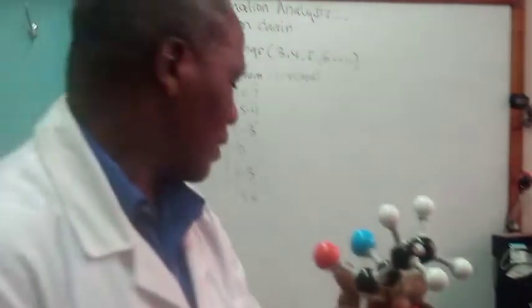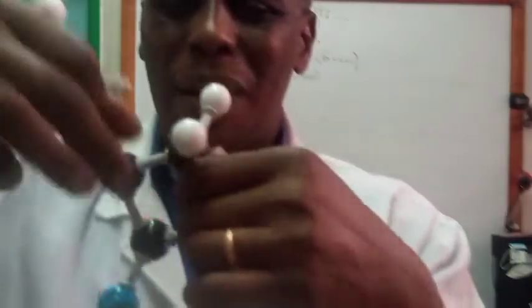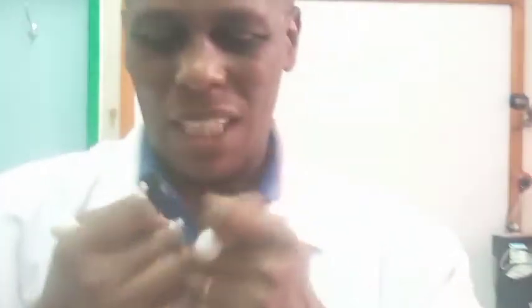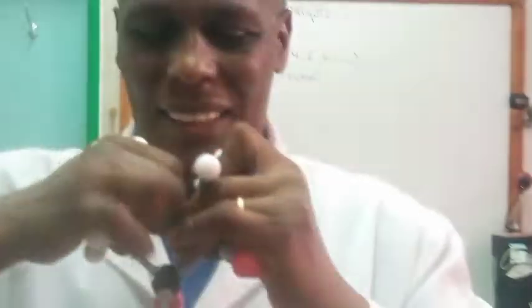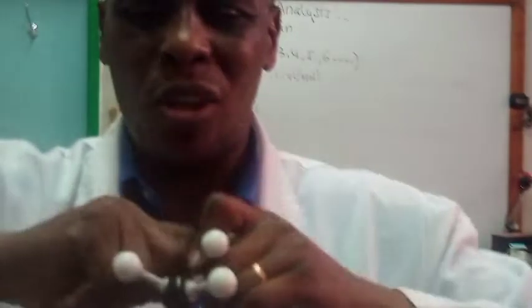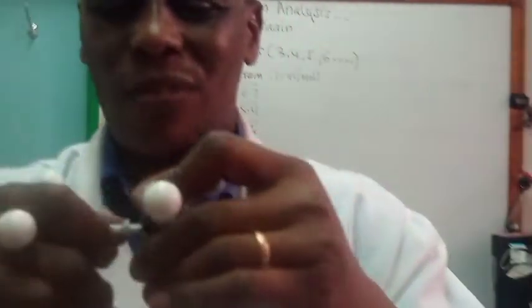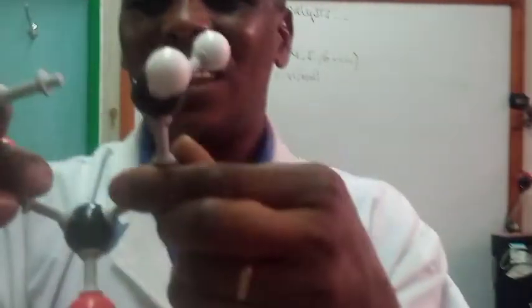Now, let me just try to extend the chain slightly more by adding. I want to add an extra carbon atom. Yeah, it's like a CH2. It's like a homologous series. So I've added. Can you see?